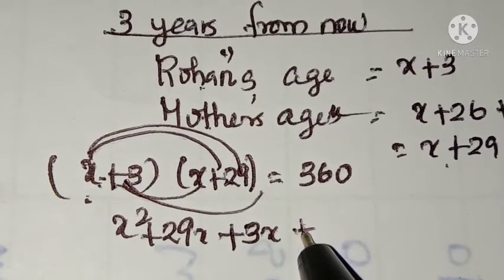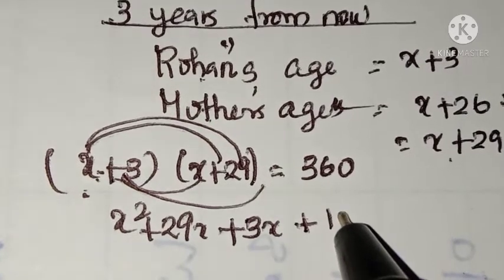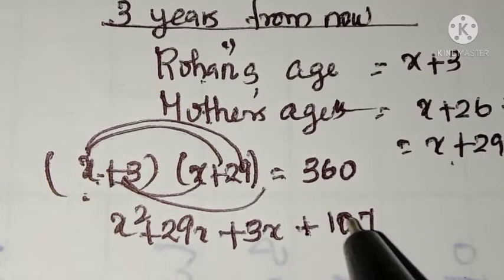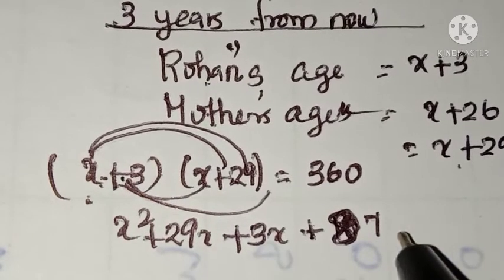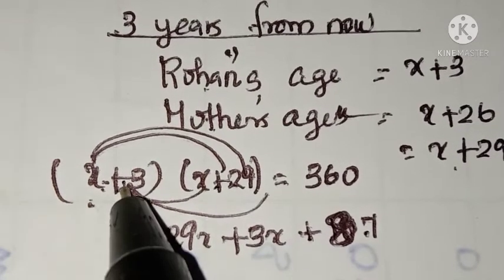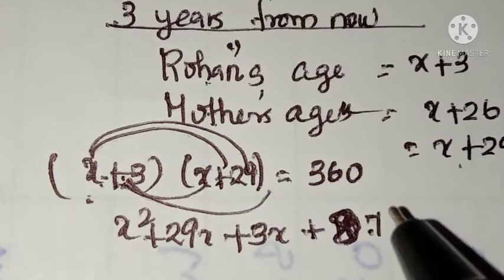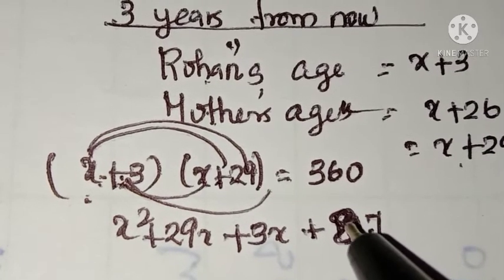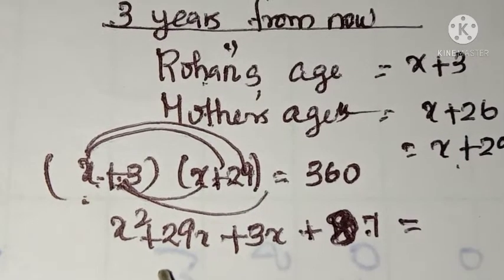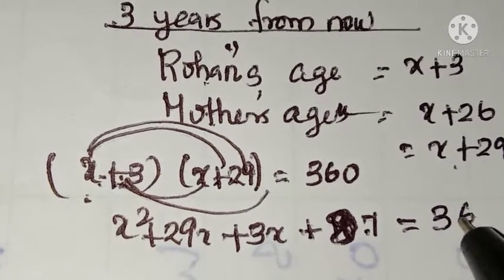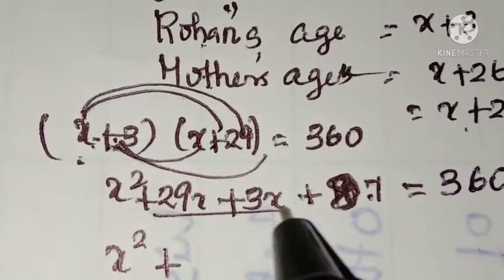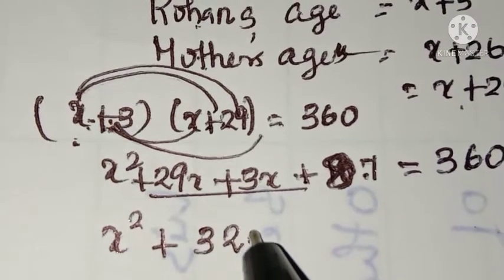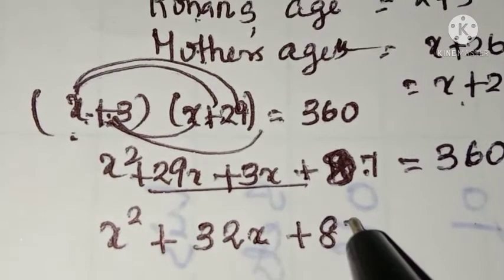3 into 29 is 87. Okay. 9 into 3, 27. 2 into 3, 6 plus 8. Okay. 6 plus 2, 8. This is equal to 360, or x square plus, this can be written as 32x plus 87.